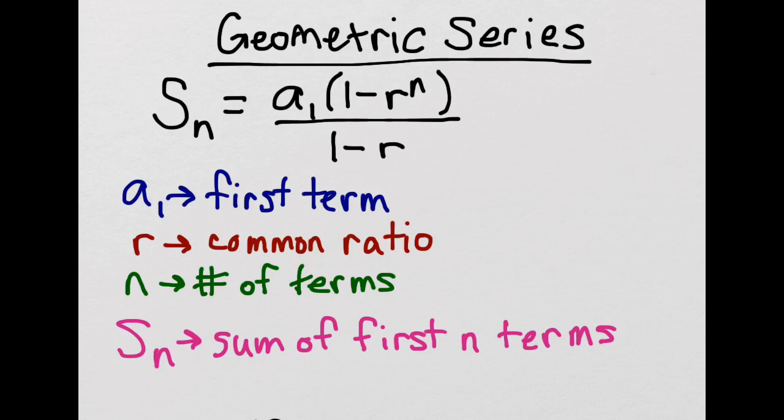Geometric series are going to help us find sums of a list of numbers that are being multiplied by a certain ratio each time. S of n means the sum of the first n terms. A of 1 is our first term, r is our common ratio, and n is the number of terms that we have.